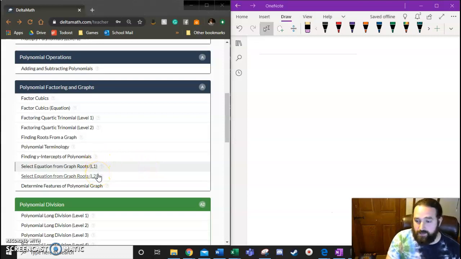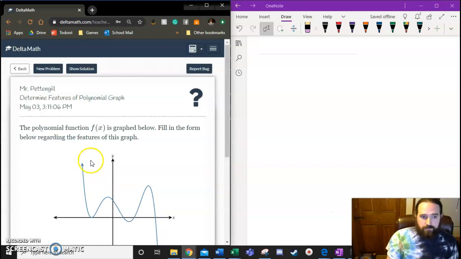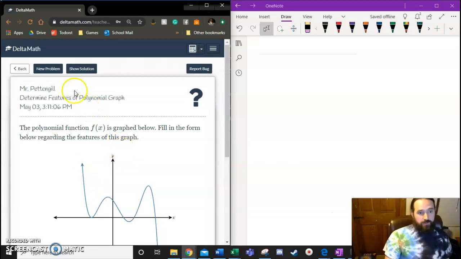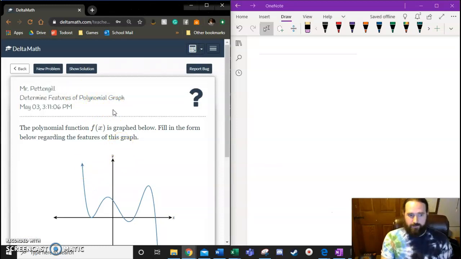Okay, guys, last of the 5 things you're expected to do in this session. So, not bad. You made it there. Guess what? Prepare. It's probably one of the easier things of the week. Surprise, it's at the end, but you kind of had to know a little bit about everything in order to do it. So, determine the features of a polynomial graph.